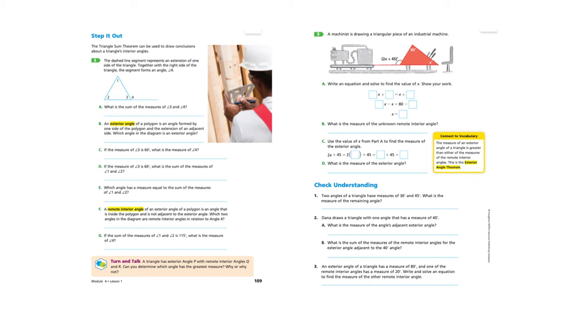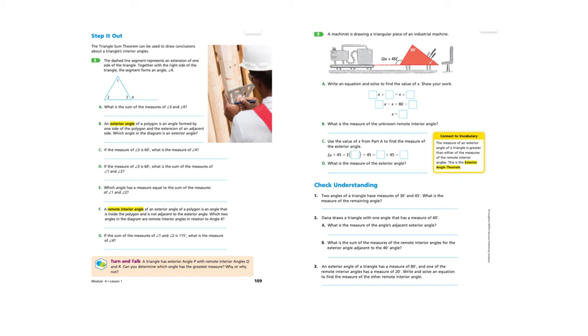And G says if the sum of the measures of angle 1 and angle 2 is 115 degrees, what is the measure of angle 4? Again, you should be able to use the information that you've answered in questions A through F to help you answer question G. And if you want to do the turn and talk, you can do that. Go ahead and pause the video here before you go on to number 3, because there's a lot happening in number 2.